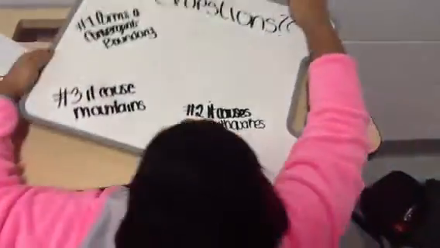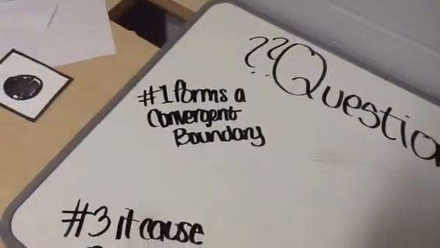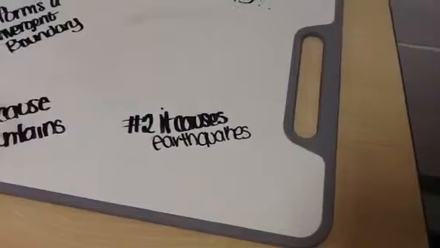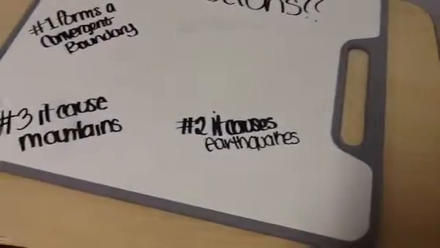Questions. What happens when the oceans and the continents collide? It forms a convergent boundary. What happens when two plates lock together and move? It causes mountains. What happens when two plates collide?